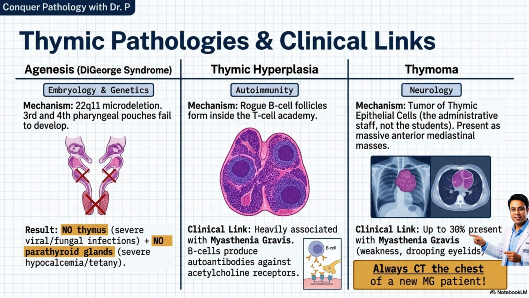Up to 30% of these patients present with myasthenia gravis, experiencing weakness and drooping eyelids. You must always CT the chest of a new myasthenia gravis patient.